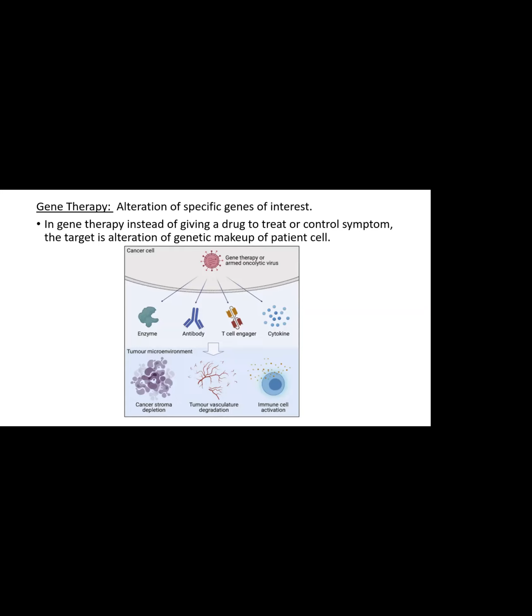Now, this picture is a schematic representation in which gene therapy or an armed oncolytic virus is being transferred into a cancer cell. It works by 4 mechanisms mainly, including enzyme, antibody, T-cell engagers, or cytokines, which act on the tumor microenvironment by various methods like cancer stroma depletion, immune cell activation, and tumor vasculature degradation.